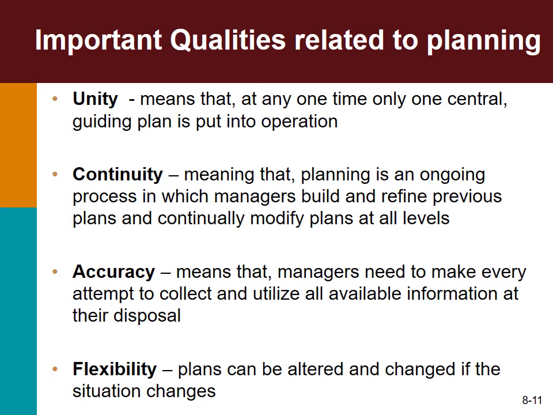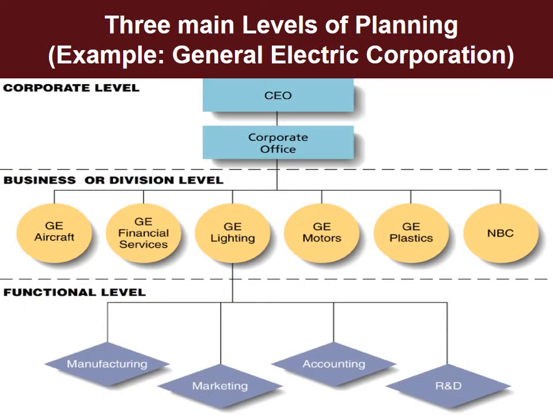You shouldn't have these biases. You should be flexible. Okay? You have set a plan. However, if the situation changes, change your plan. Put scenario plans: plan A, plan B, plan C. Each will work provided the situation changes. Okay? So these are four main qualities, important qualities related to planning: unity, continuity, accuracy, flexibility. We are talking about this at the business or divisional level.